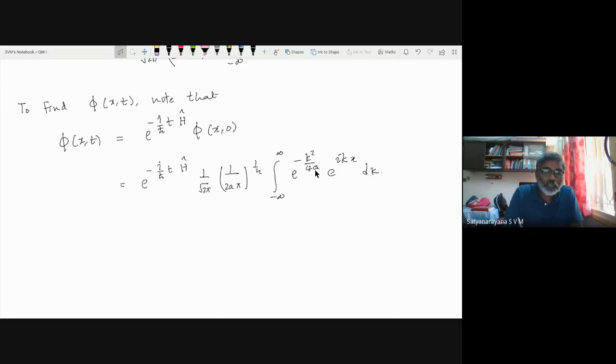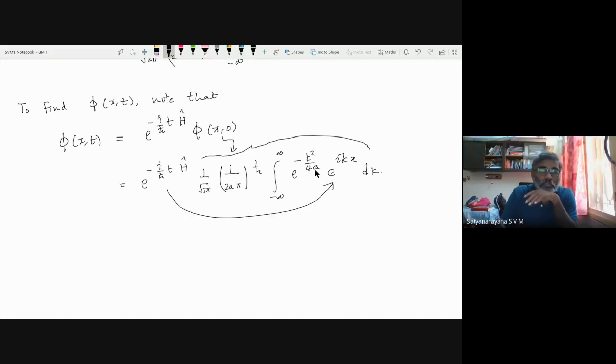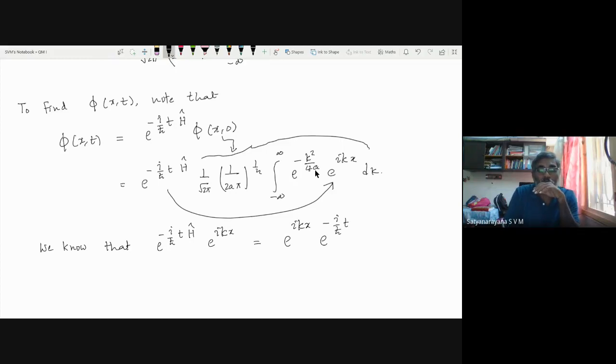Thus, this is your phi of x. So this entire thing is your phi of x, 0 as expressed in terms of linear combination of stationary states. Now look at this, H is a differential operator in x. So this will act only on this function. These are the stationary states. And we know that e to the minus i by h cross t H acting on e to the ikx is equal to e to the ikx into e to the minus i by h cross t E k, where E k is the energy eigenvalue of a free particle, h cross square k square by 2m.